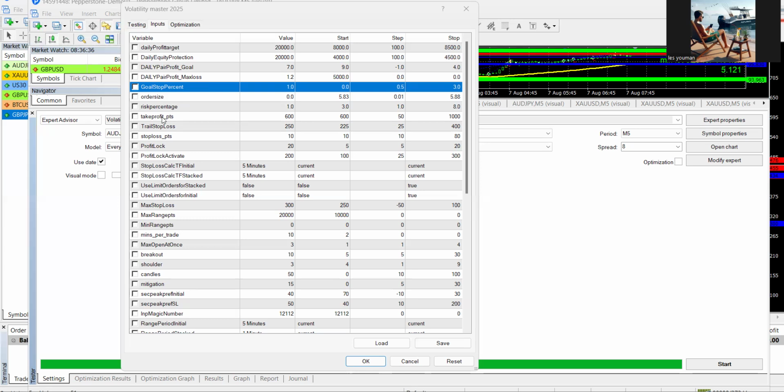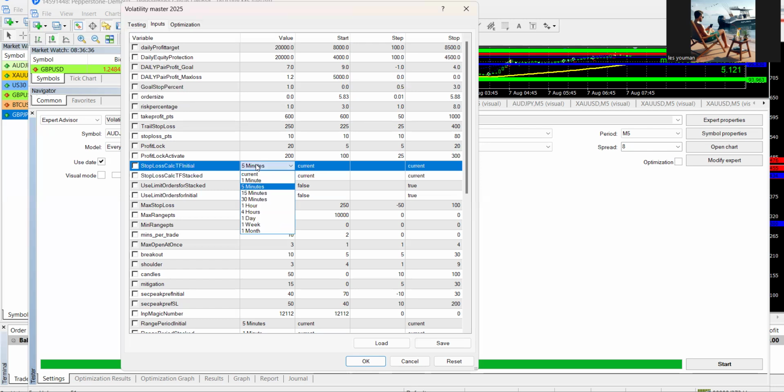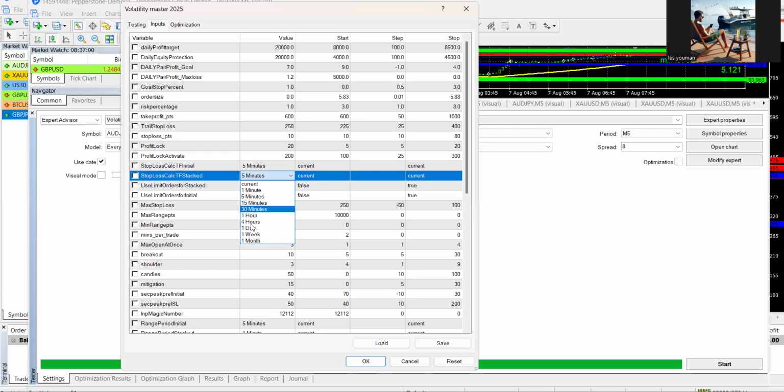Other than that, we got down to faster profit locks, and we talked about these. This is the stop loss calculation time frame for the initial trade and for the stack trades. So you can set any time frame you like. Sometimes I'll set the stack trades at just a 1 minute time frame, but usually, well, the templates that I currently have and the settings that I predominantly use at the moment myself, they're both on 5.